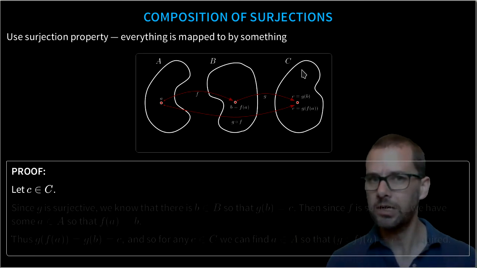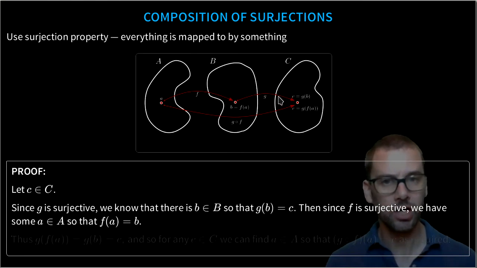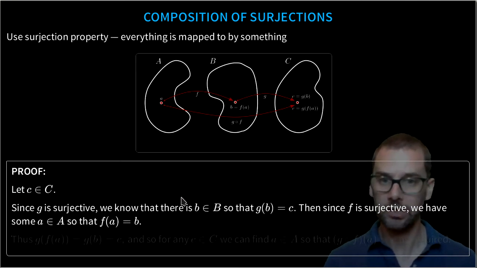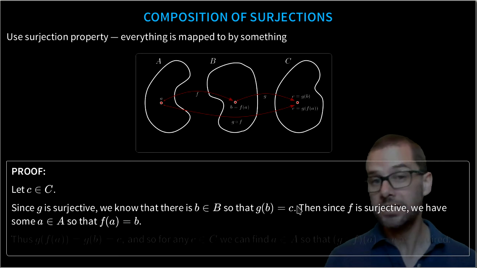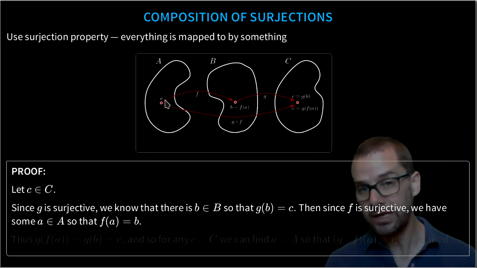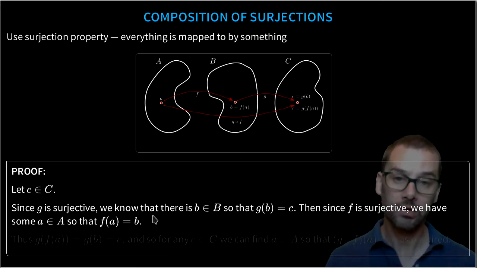So let's take something here in C. Then because the function g here is surjective, we know there's something here in B that maps to that point C. So there is a b in B so that g of b is equal to c. Then since f is surjective, we know there's got to be something here in A that maps to that point in B. So there's some a in A so that f of a equals b.